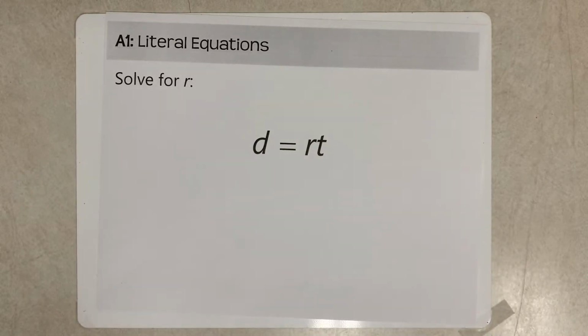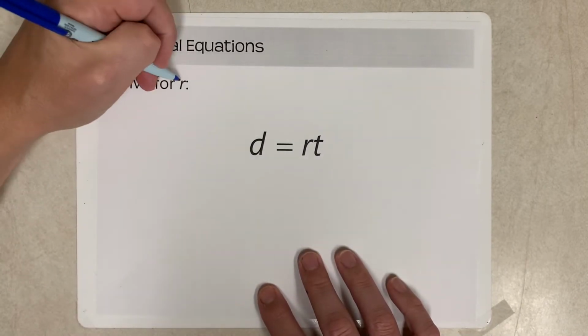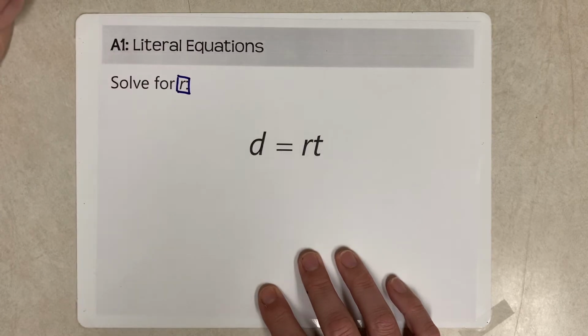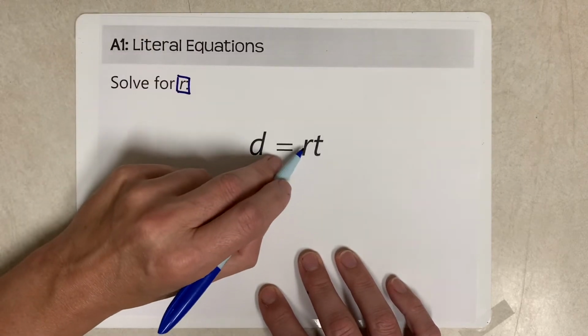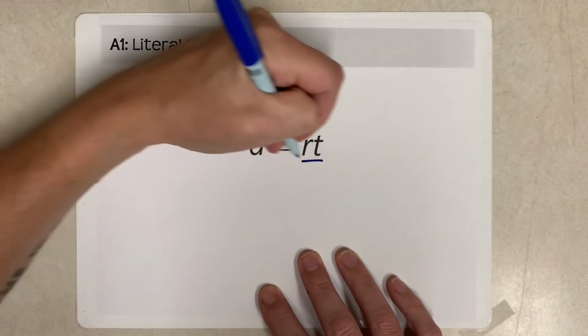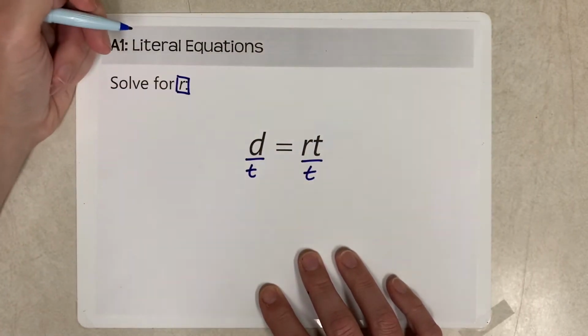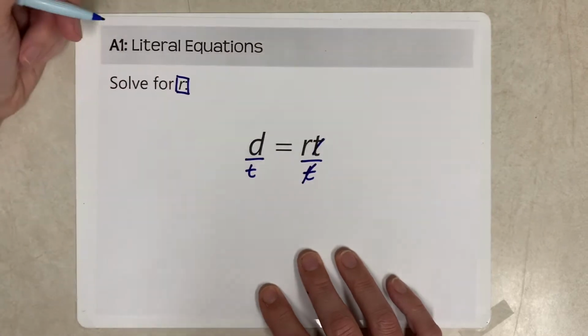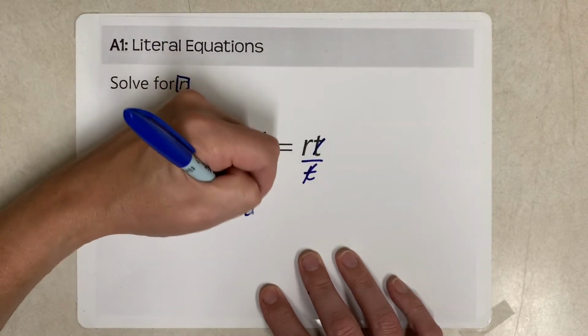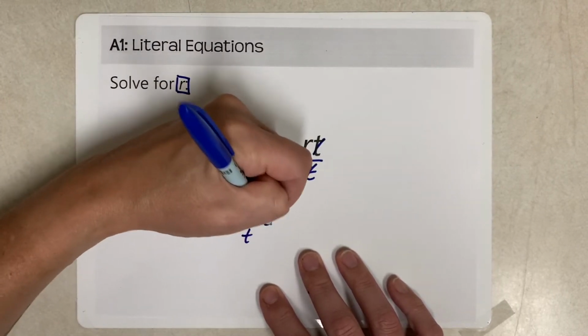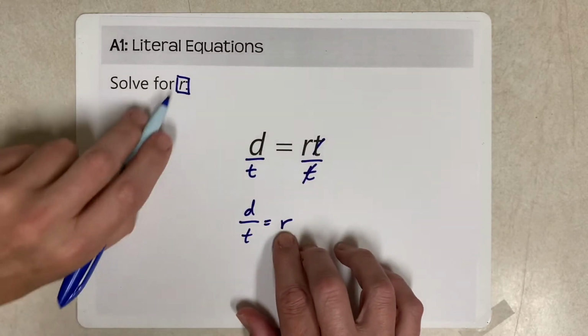All right, here we have the same exact one, but this time we're solving for r. Well, still, you have r times t. So this time I need to divide by t to get the r by itself. These two t's cancel just like any numbers would. And this time I get d over t is equal to r. So did I solve for r? Yes.